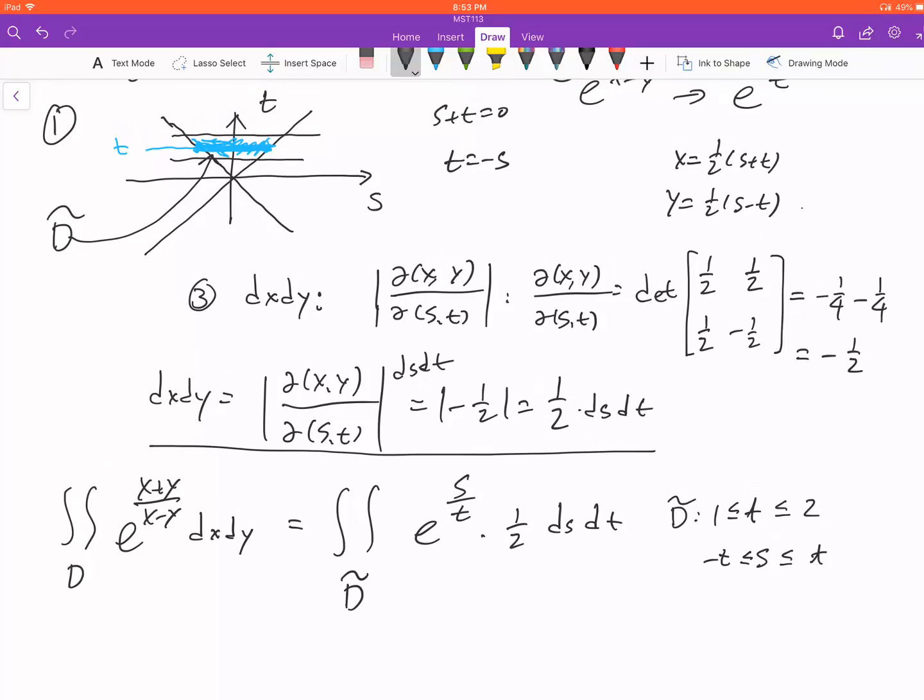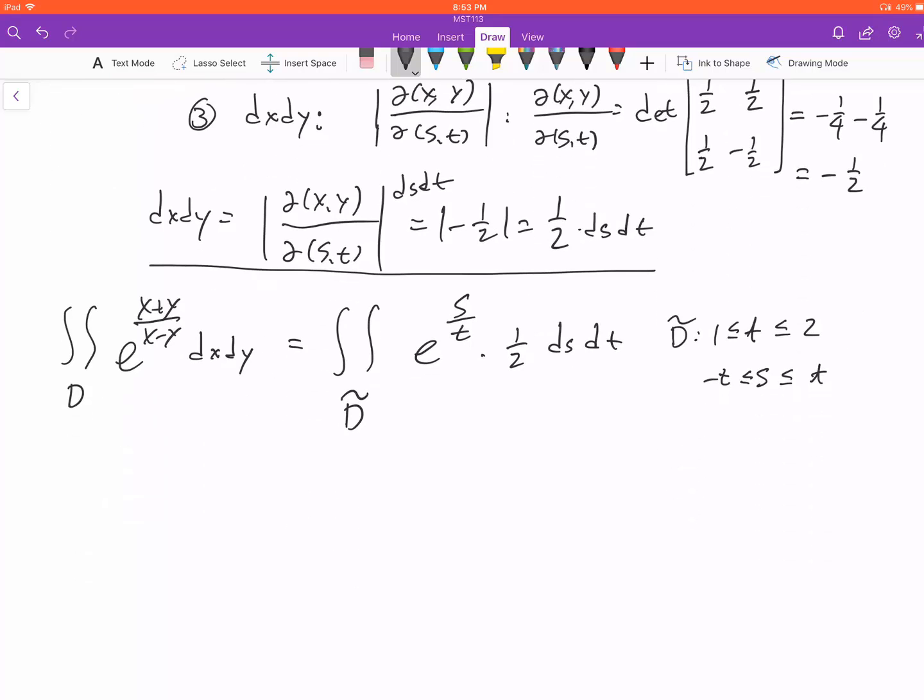Okay. The reason is this line over here is t equals s, or s equals t, and this one over here is s equals negative t. So that's the domain we have. Convert this into an iterated integral: from 1 to 2 for t, and for s we have negative t to positive t, of e to the s t, with 1/2 over here, and then ds and dt.